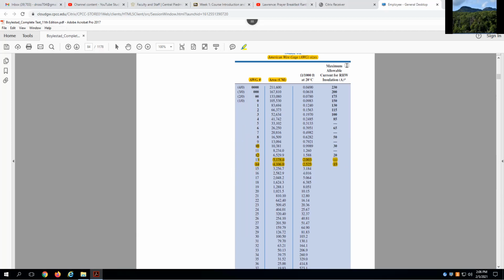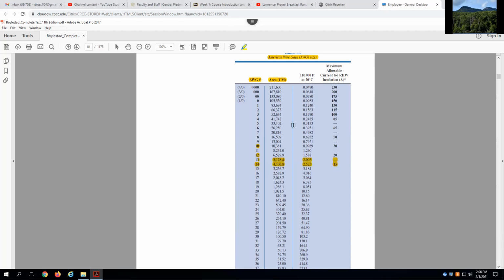And then this final column here is the maximum allowable current for RHW insulation. What that means is that when a certain level of current goes through this wire, the insulation is designed to withstand the heat that might build up. It's specified at 15 amps for that particular wire. I don't want to make this too long.